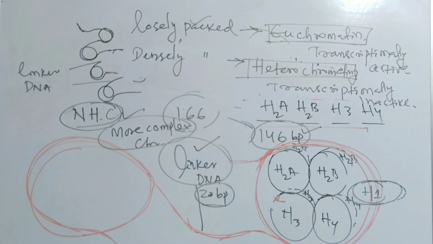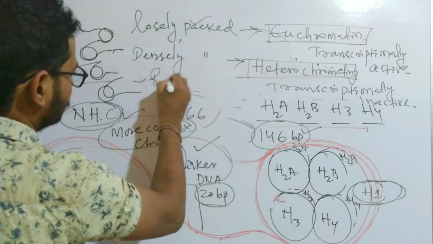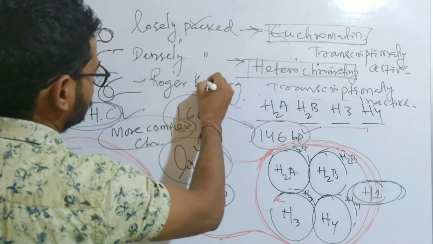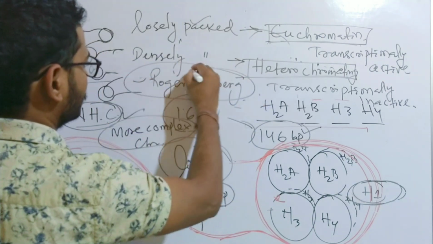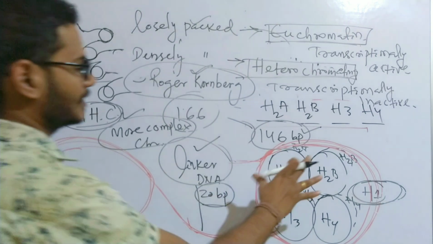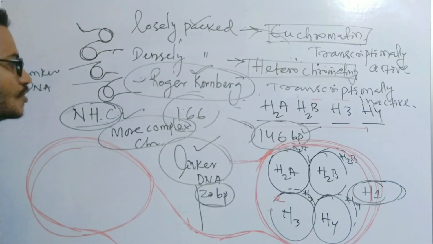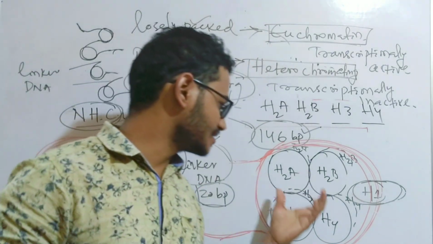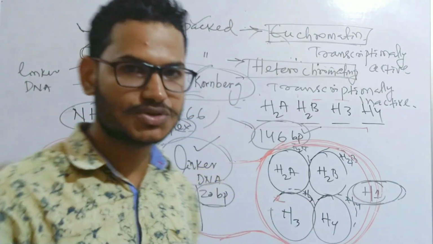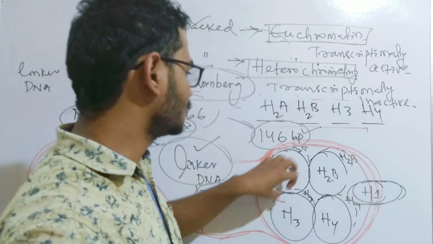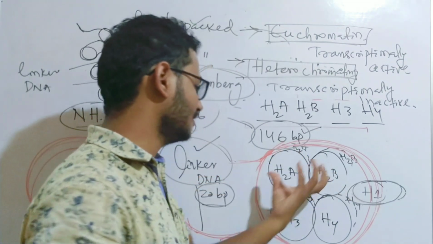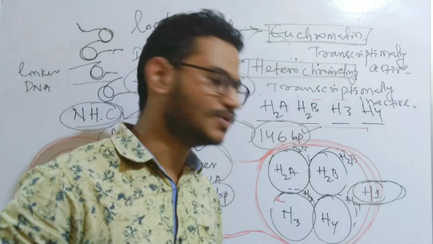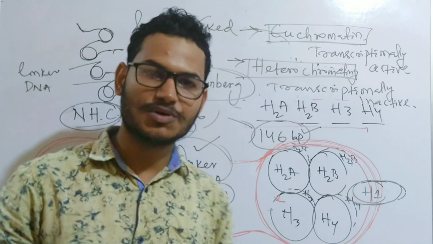Roger Kornberg is the scientist who discovered this octameric structure of the nucleosome. So Roger Kornberg is known for discovering the structure of the nucleosome, where 8 proteins form the core protein or the octamer of histone, where the DNA is bound to it, forming the structure of the nucleosome.